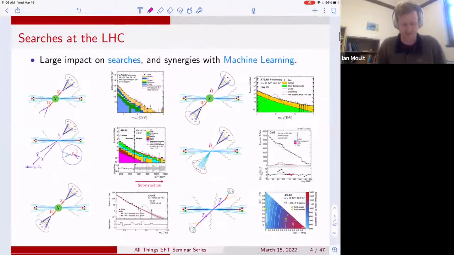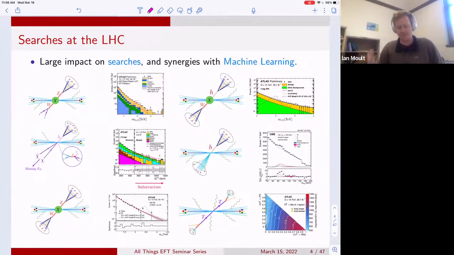And so just to show that this is not a one-off thing, but a very general technique, you can use it to search for essentially whatever your favorite microscopic physics is. And it's had a huge impact on searches at the LHC. And so these are just some various pictures of using these energy patterns at infinity to identify the underlying physics of the collision.